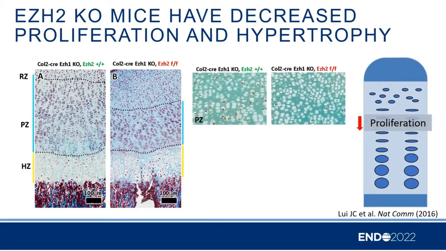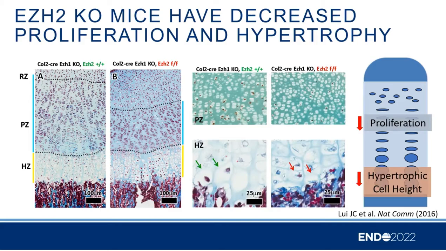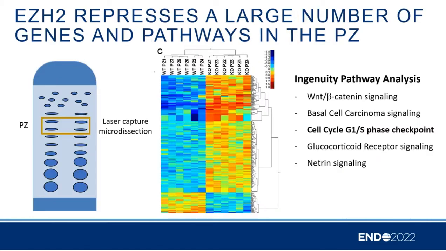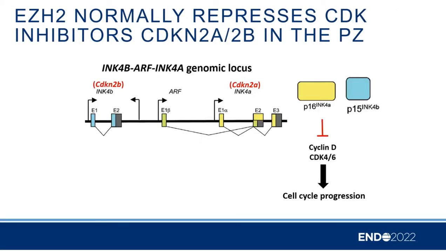When we look at the growth plate, they have a shorter growth plate, and there's decrease in both proliferation in the proliferative zone when we try to label the cells in the cell cycle, and then there's also decreased size in the hypertrophic cells, which means they can't fully undergo hypertrophy. So we try to look at the mechanism, and so we use laser capture microdissection to isolate these cells and then look at the transcriptome.